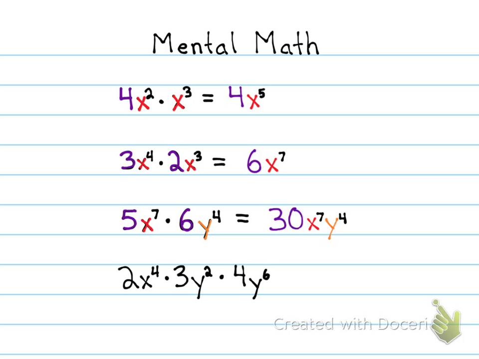And we can do the same thing with larger problems. I see that I have a 2 times 3 times 4 that I'm going to do together. So 2 times 3 is 6, times 4 is 24. I've got an x to the 4th that can't be combined with anything. And then I have a y squared and a y to the 6th. I can combine those to be y to the 8th. So again, 2 times 3 is 6, times 4 is 24. I'm going to have x to the 4th and then y to the 8th.